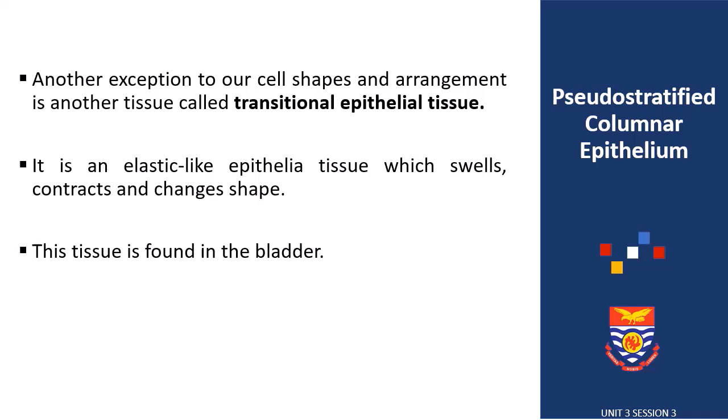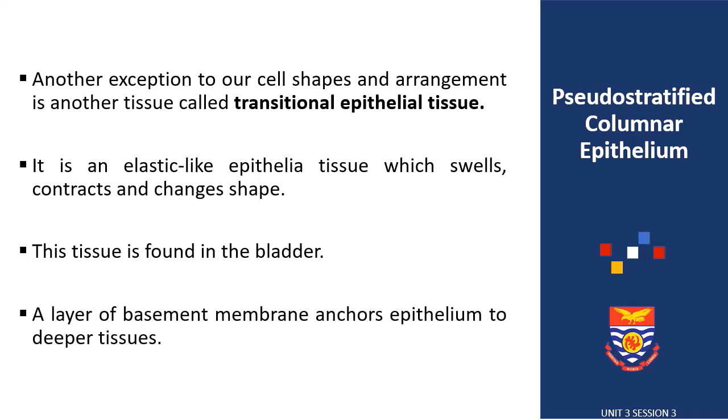When the bladder is empty, the transitional cells look cuboidal in shape, but when it is full, the urine is able to stretch the bladder walls, causing the cuboidal cells to become flat or squamous in shape. Also, there is a layer of basement membrane that holds this epithelium to deeper tissues.